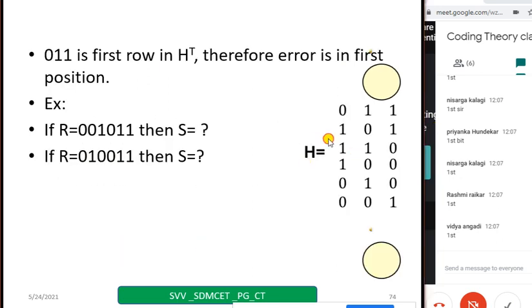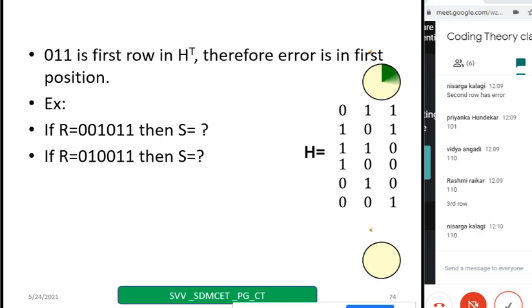Just multiply R into H transpose, and type the syndrome, R into H transpose, what you are getting in the chat box. Okay, everybody is typing 110. For the second one 110, then what might be the error, or which bit is in error? That also you can tell in the chat box. 110, everybody got a 110. Which bit may be in error? By observing that 110, you should be able to tell the answers.